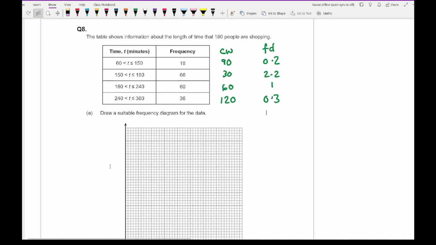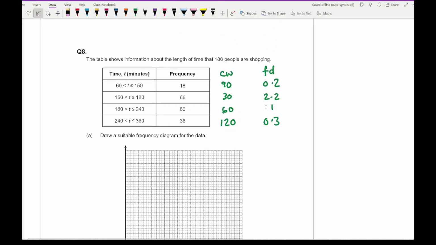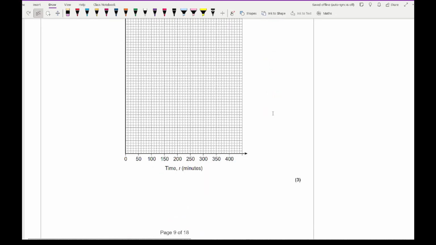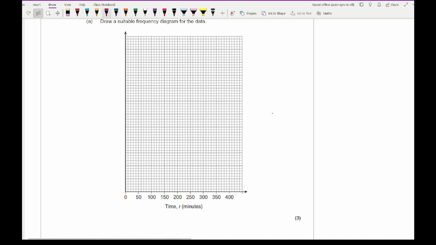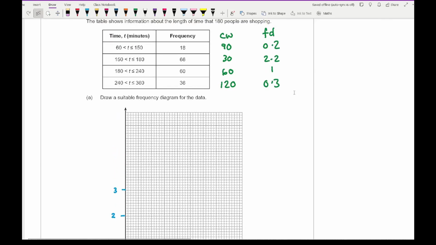So then drawing this on my histogram, because I've got to go all the way up to 2.2 as my highest one, I'm going to go up in blocks of 0.5. So that's going to be 1, that's going to be 2, and that's going to be 3. You could have gone up in double that, but I'm just going to try and keep it simple by going up with those. So my first bar is from 60 to 150.